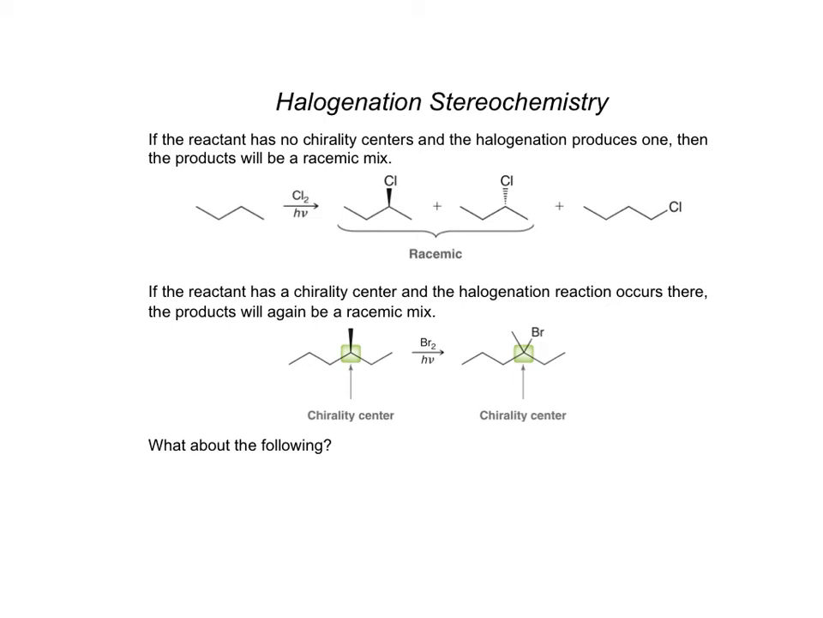So if we have a molecule that has no chirality centers in it, and we undergo this radical halogenation, we get a new chirality center introduced. The product of that is going to be 50% R, 50% S enantiomer. So it's going to be a racemic mixture. That's a lot to say, mainly just that there is no stereoselectivity, there's no stereospecificity. If we are introducing a chirality center, we're going to make a racemic mix. So that is no chirality centers to introducing a chirality center.